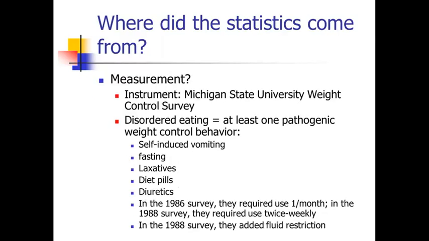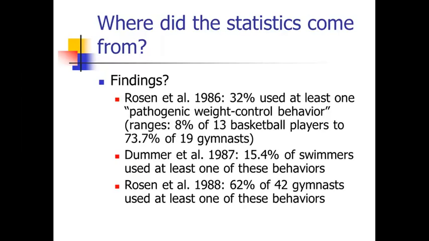And if you look at the measurement, I don't want to go into a lot of detail, but if you're curious, what they were calling disordered eating was you had to have done one of the following at least once a month. Well, for some of the surveys, you had to do it twice weekly. Sometimes they had fluid restriction in there. So there was really a wide range in what they were defining as disordered eating. And so here were the findings.